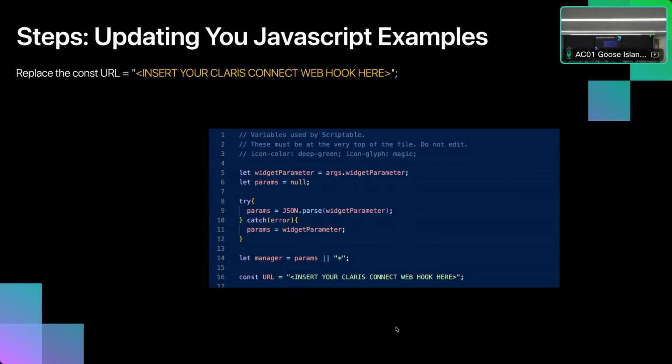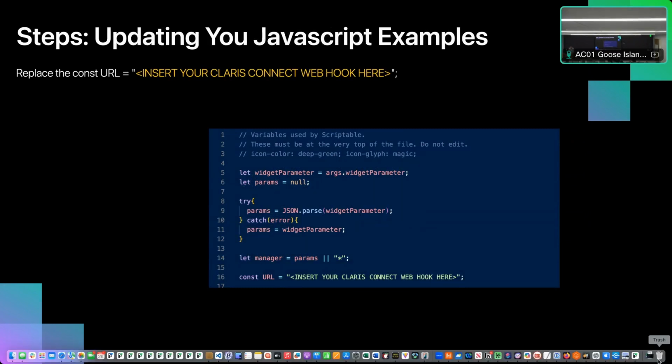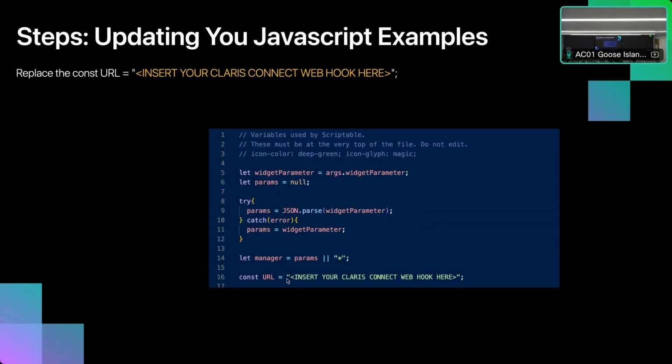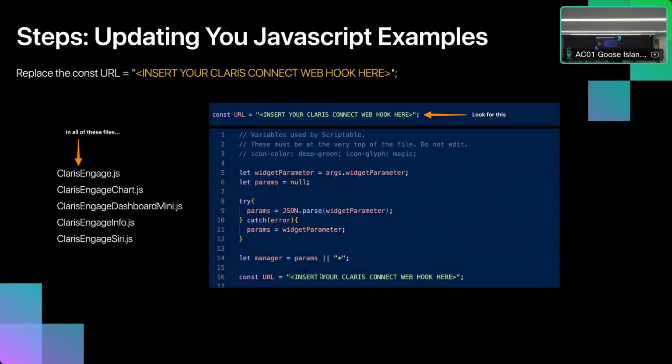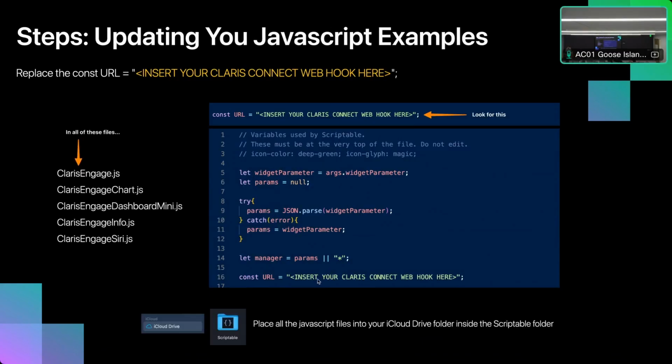Again, so you have your webhook. You look for that place inside those JavaScript files. Right here, you replace your webhook with that. There's about 5 or 6 files. And these are the files here that you get. And you place those JavaScript files into your iCloud Drive folder inside your Scriptable folder that is, again, in your iCloud Drive. So it can live either on your Mac. You'll see them on your Mac. You'll have them on your phone as well.